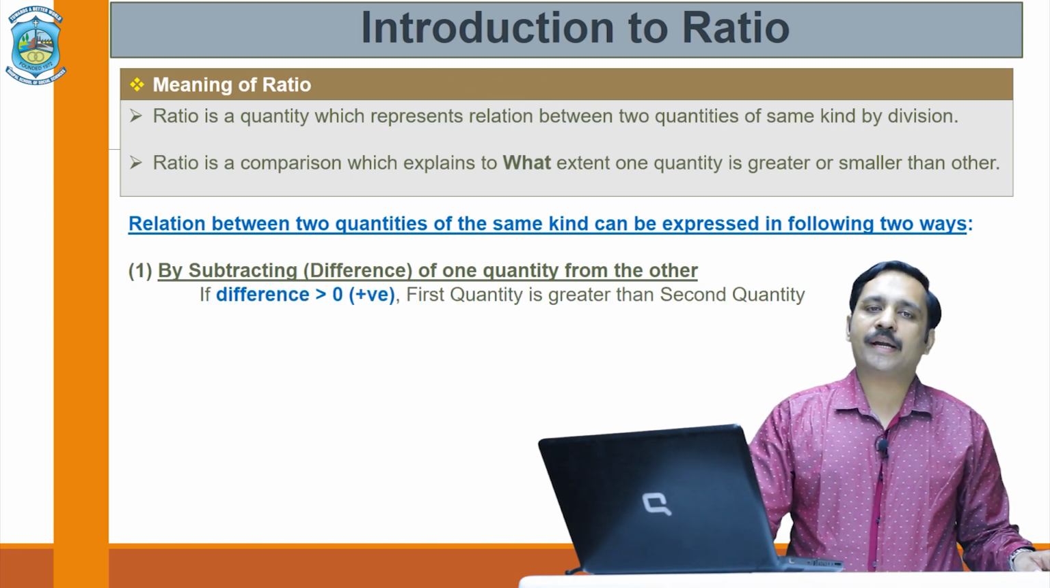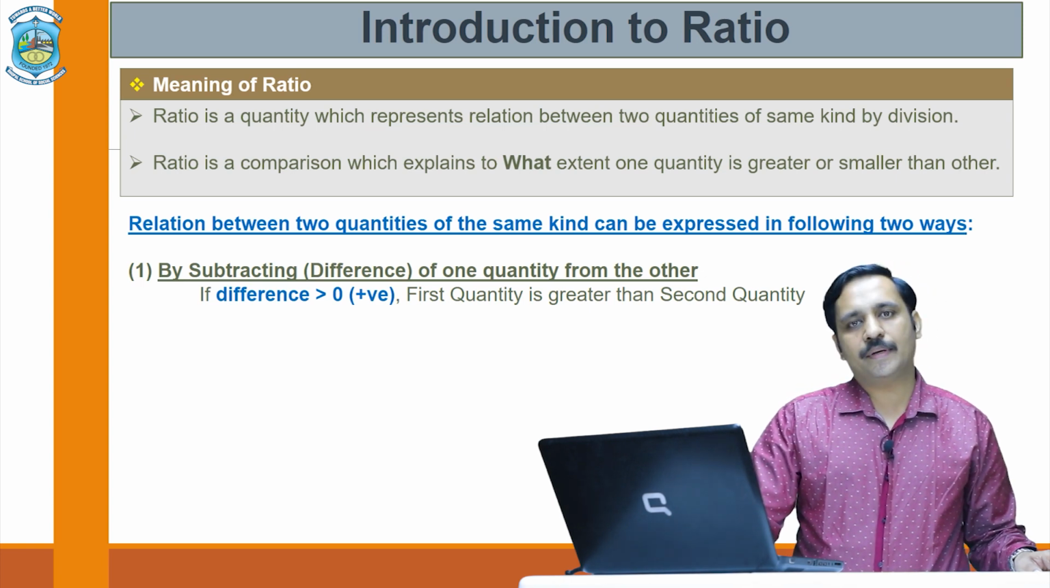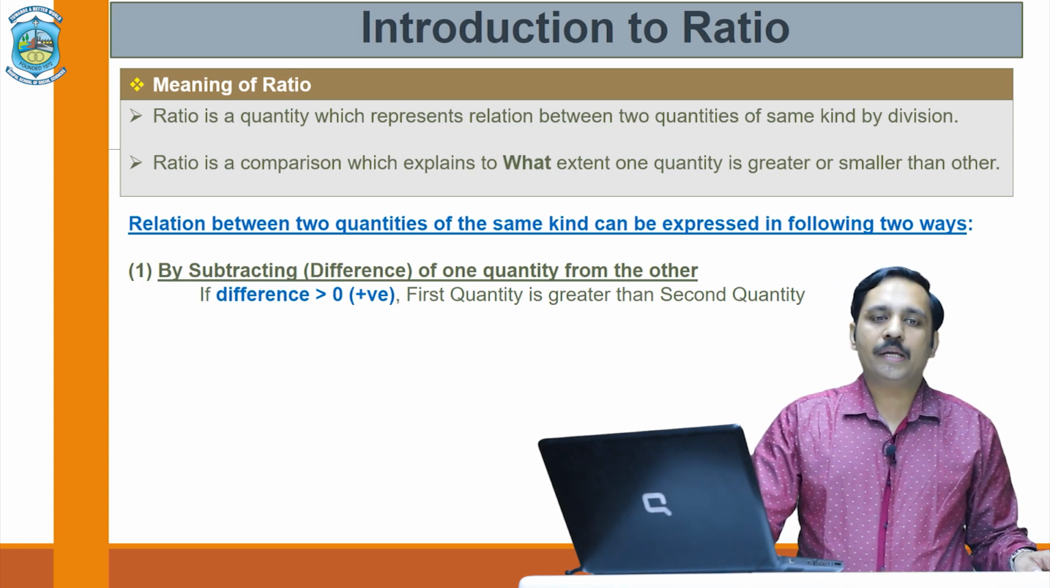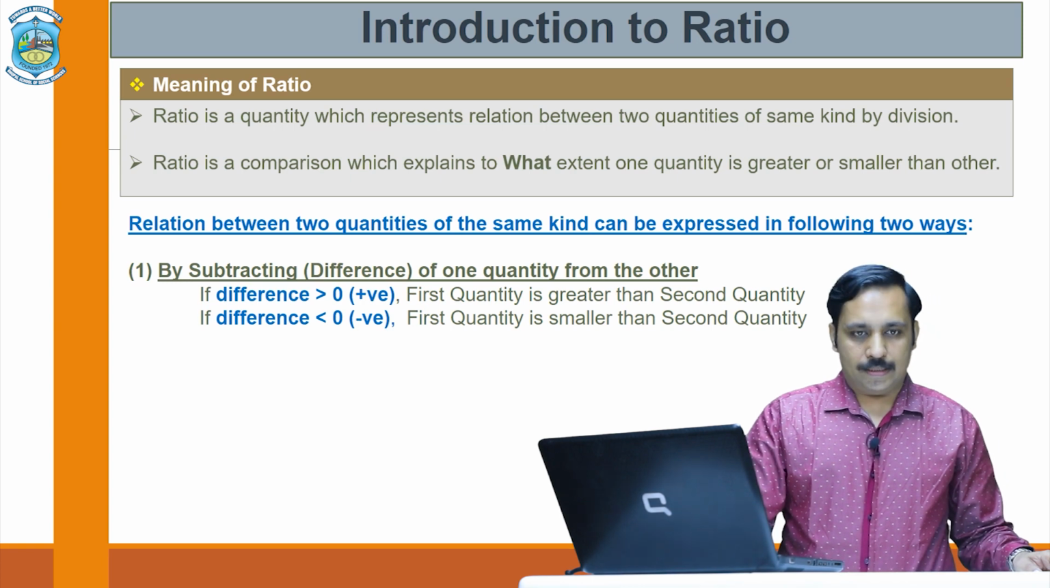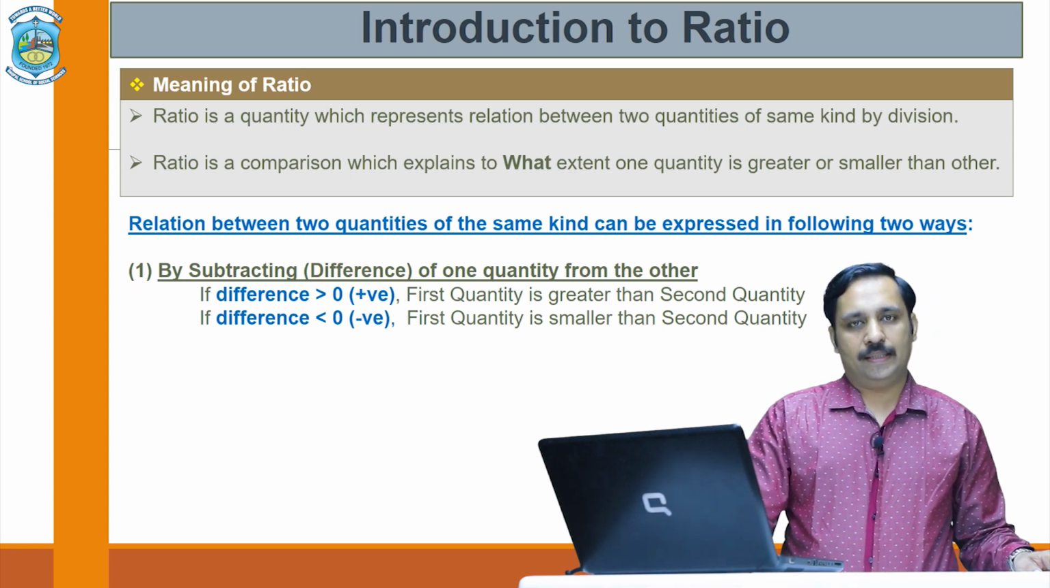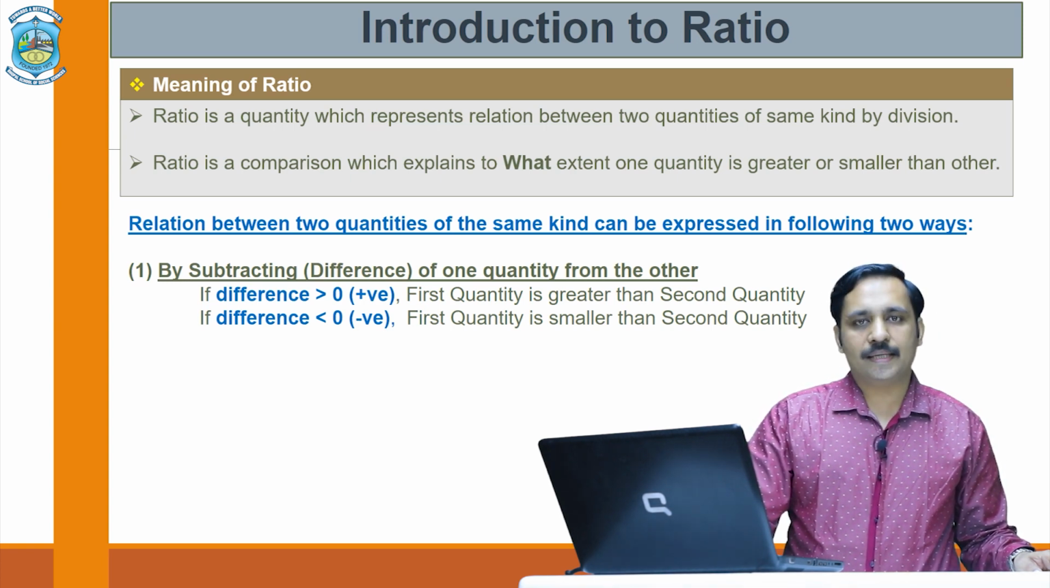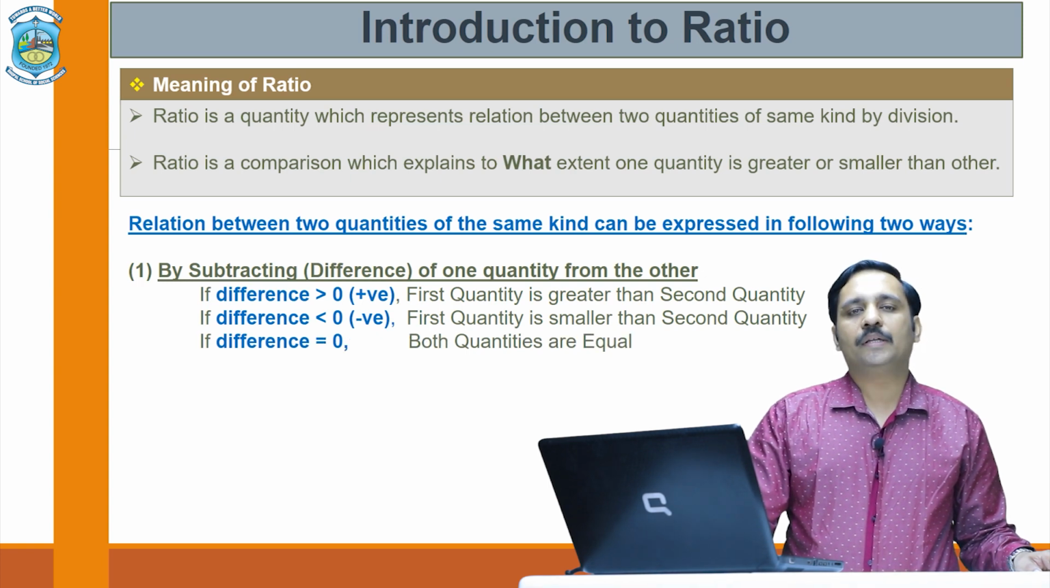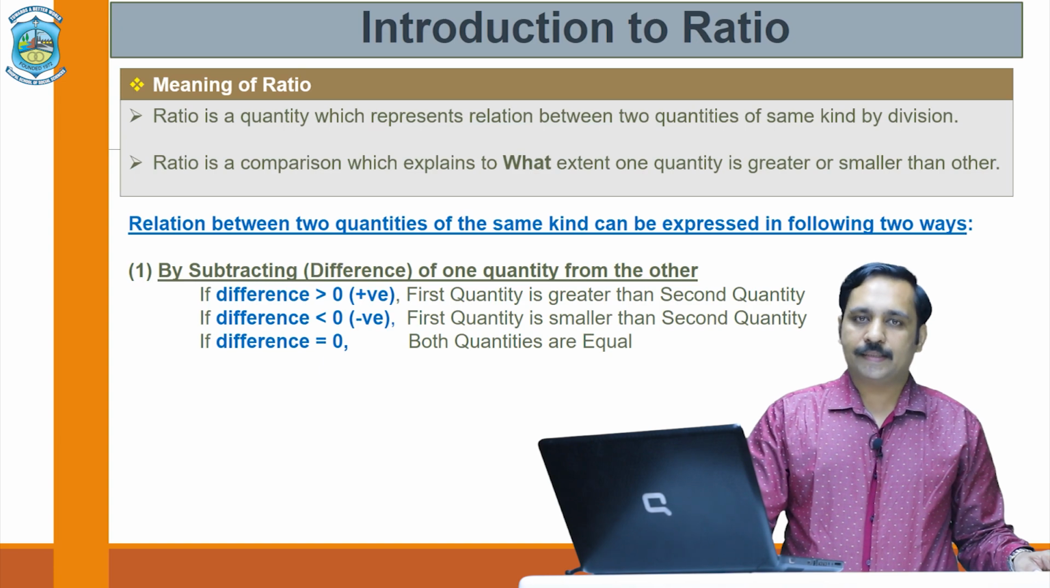If the difference is greater than 0, that is positive, we can say that the first quantity is greater than the second quantity. Now, if the difference is less than 0, that is, we have a negative value, we say that first quantity is less than the second quantity. If the difference is equal to 0, we say that both the quantities are same.